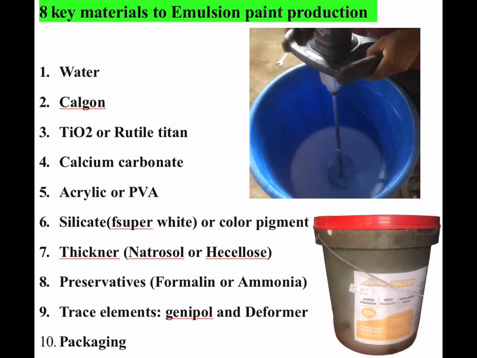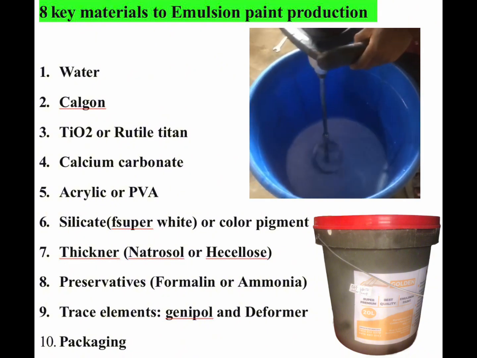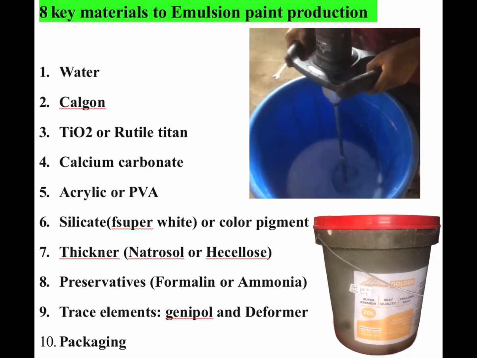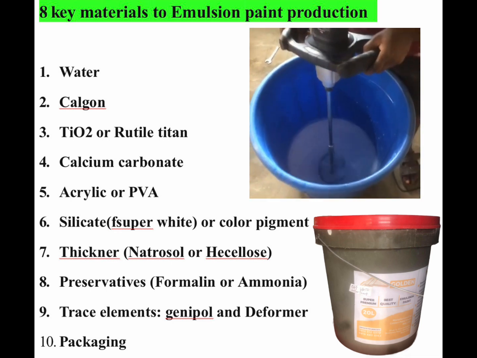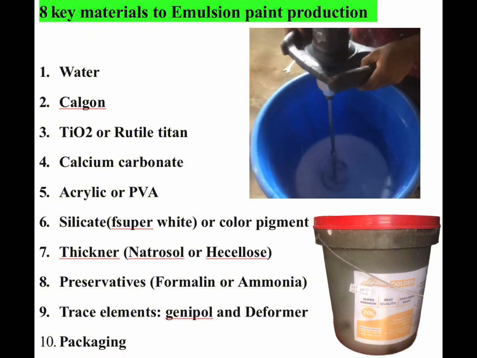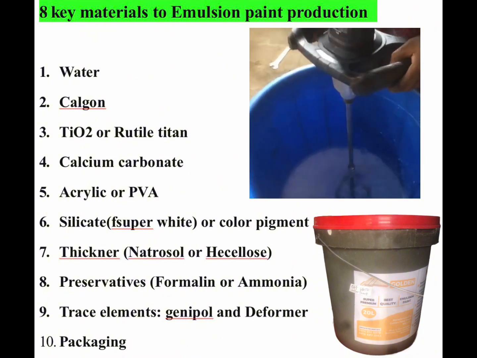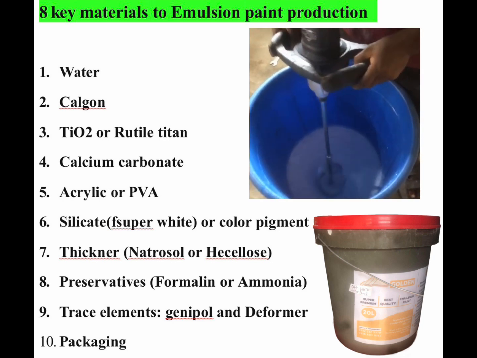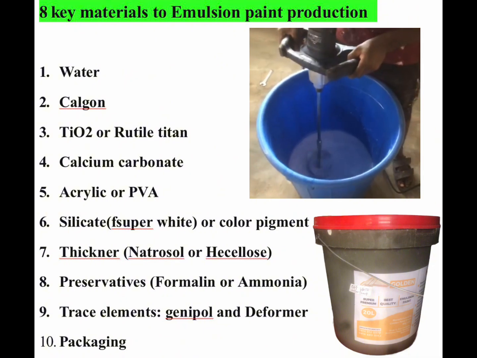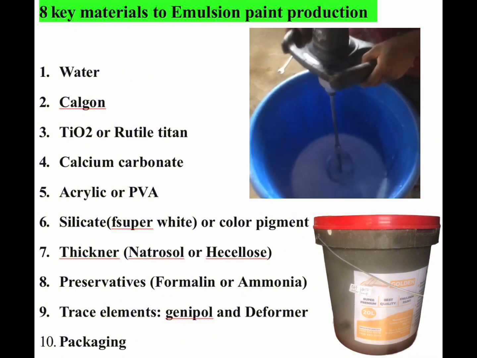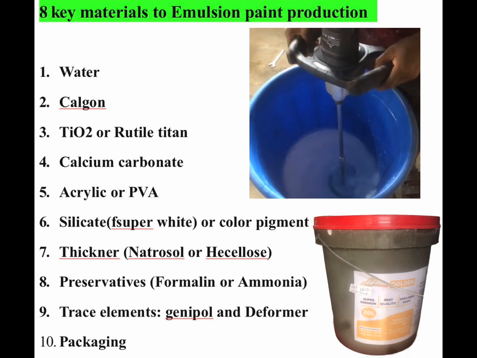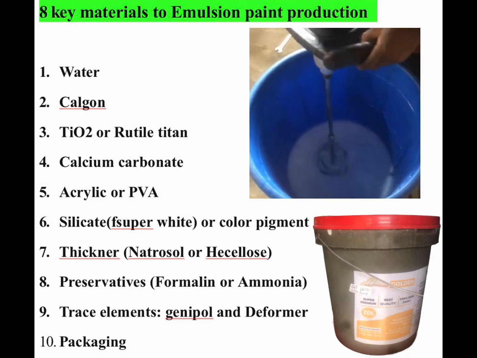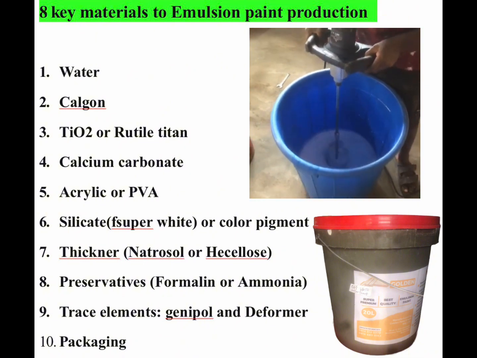Then the 8th one is the preservative. You have to add your preservative to your paint. If your paint is going to stay long, if you don't want your paint to start smelling over time, or maybe get bad or something, you have to add your preservative, which could be formalin. Some people add just formalin, but I add formalin and ammonia. Ammonia helps quicken the reaction of your cellulose, or quickens the reaction of your natural soil. Okay, and it as well has preservative ability, so it helps to preserve your paint. That is the 8 key materials to emulsion paint production.